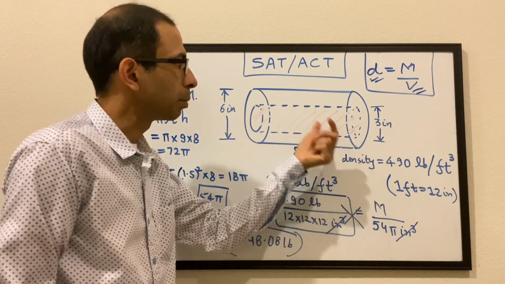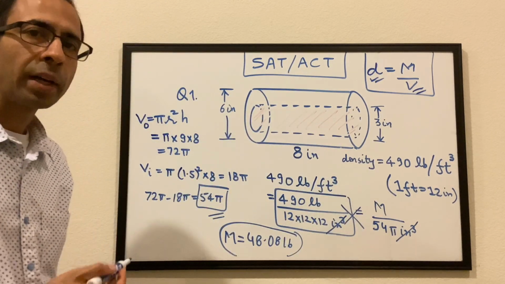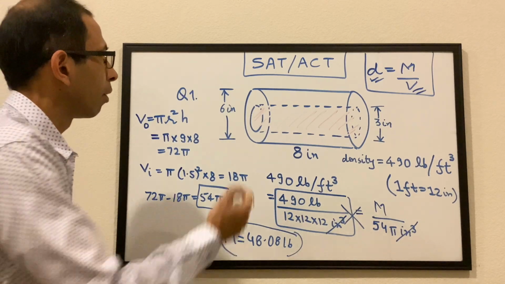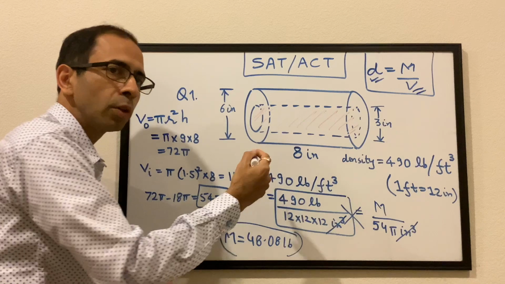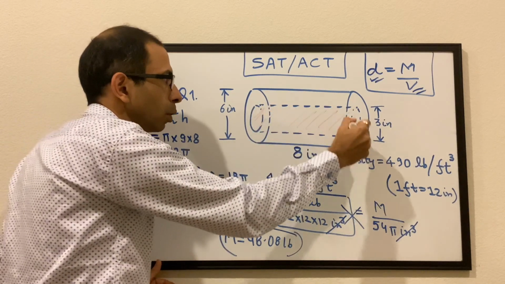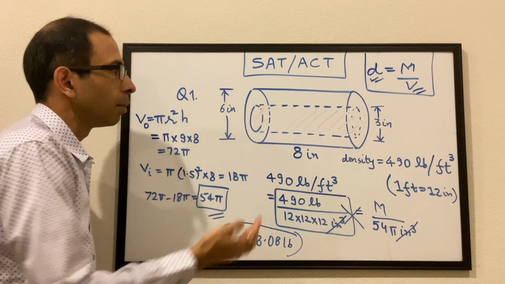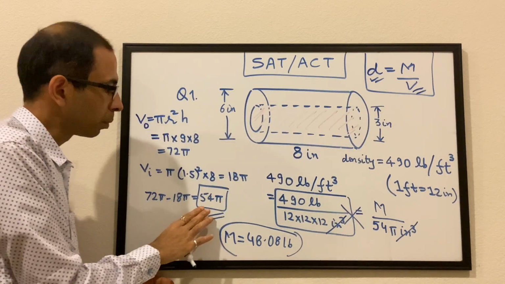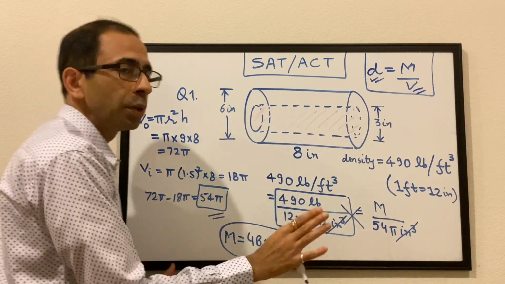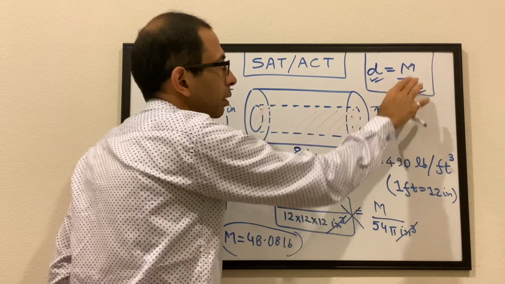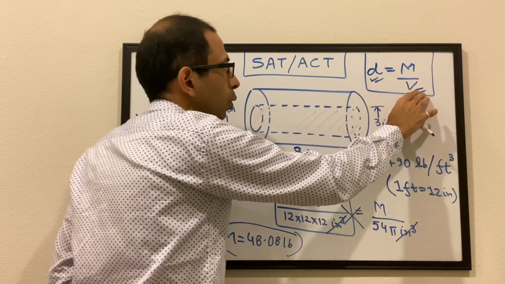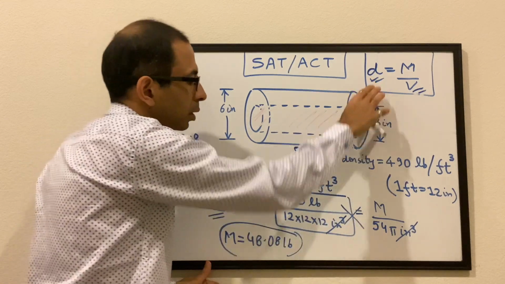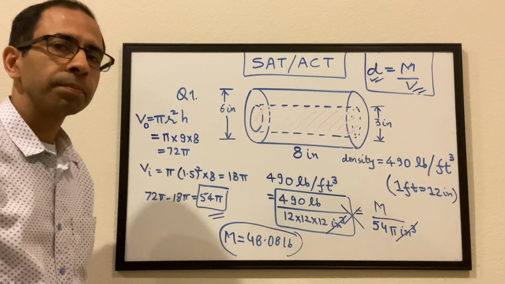The density of this material is given and we have to find the mass of this object, right? So what we did, just to reiterate quickly, we found the overall outer volume, we found the inside volume of this piece which is taken out. We subtract the volume of this piece from the overall piece to get the final volume, which is 54 pi. We use the relation between density, mass and volume. Density is equal to mass over volume. We converted the density into the right units and we use this relation to get the value of m.